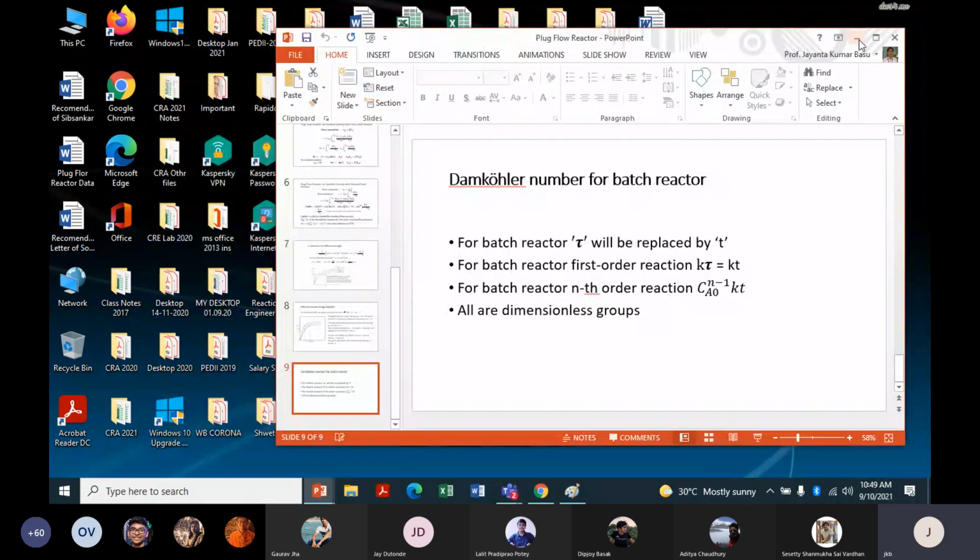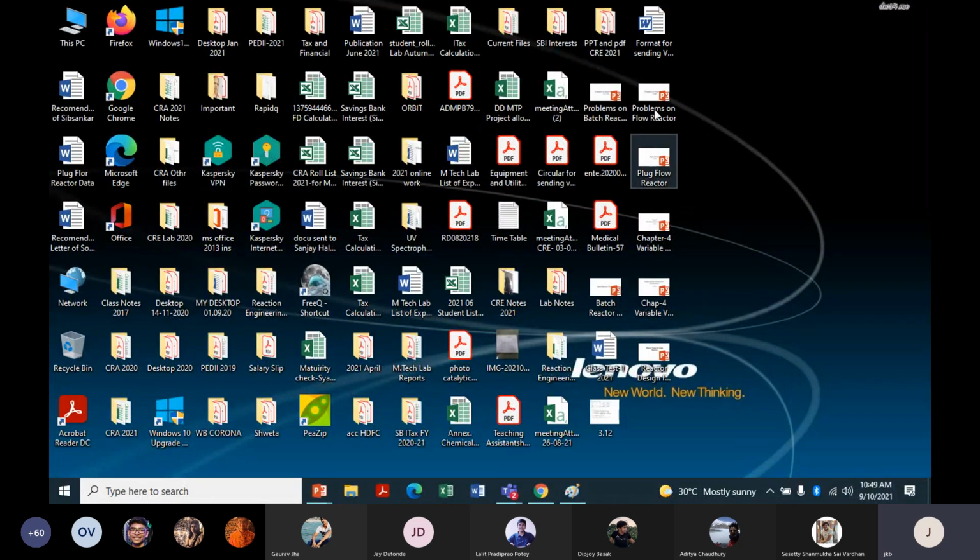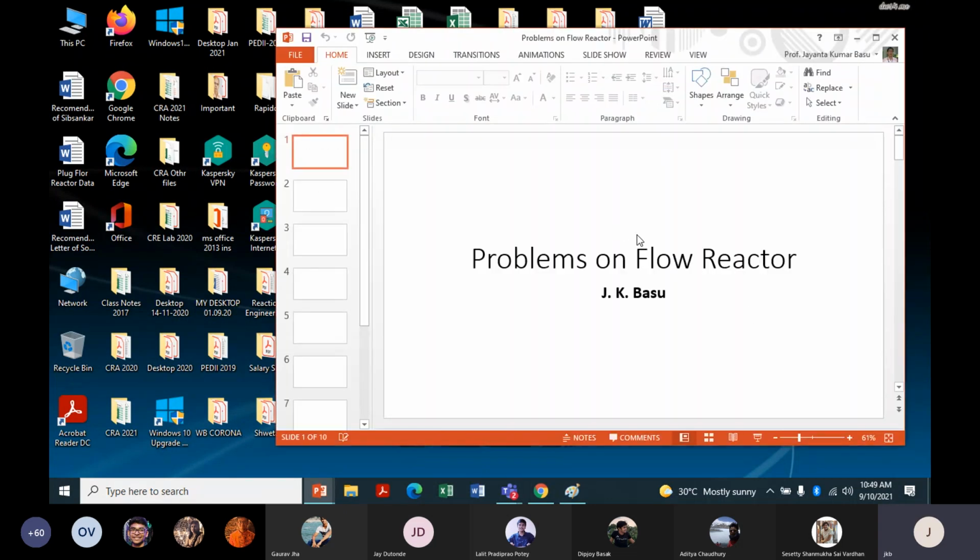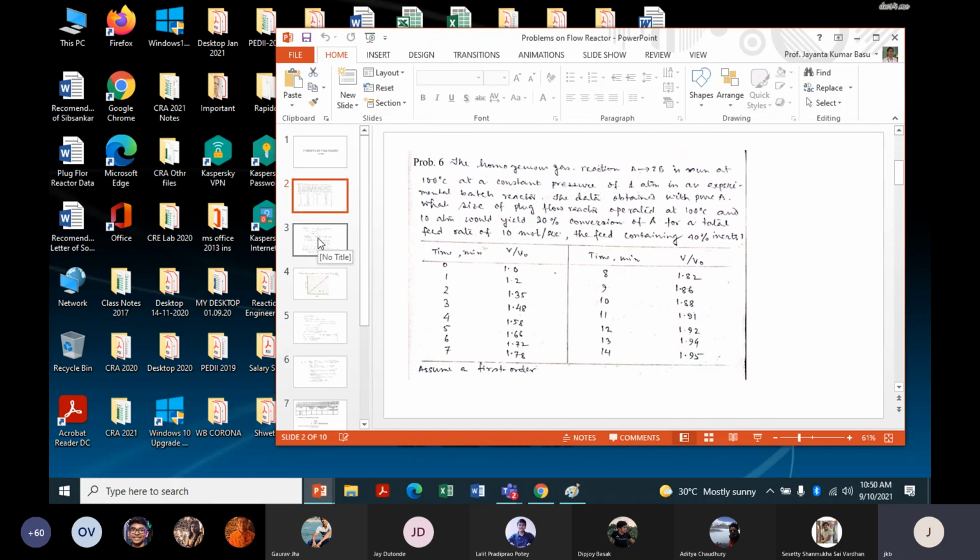I'll show one more slide. Just start, but cannot be completed now. Different problems for flow reactors. These are very, very important to solve the problems for CSTR and plug flow reactor. For CSTR, one or two problems I have already described.